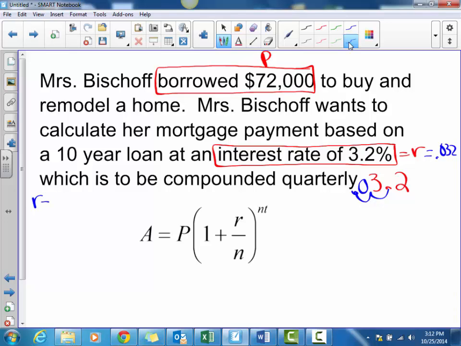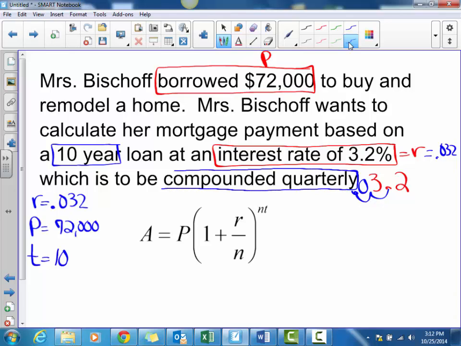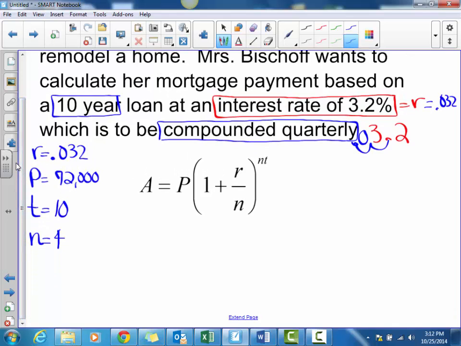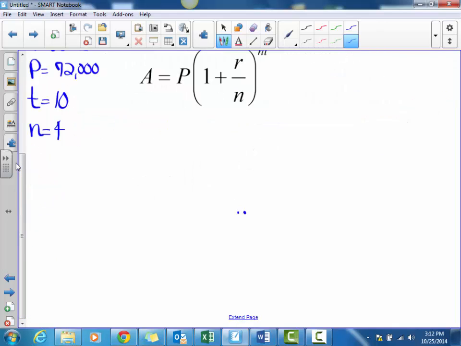I need to figure out how long I'm going to have this loan and how many times the interest will be compounded. So let's see, the time of my loan is 10 years, meaning I will be paying on this loan for 10 years. T is 10. And then N, the number of compounding periods, is 4, because my loan is compounded quarterly, and there are 4 quarters per year. So I'm going to take this information and plug it into my formula to calculate A, the amount of money I will owe.